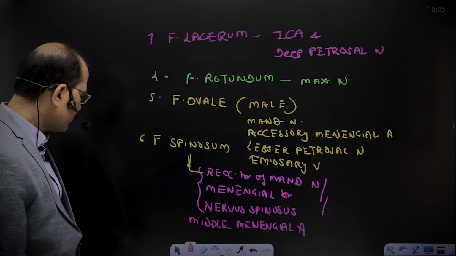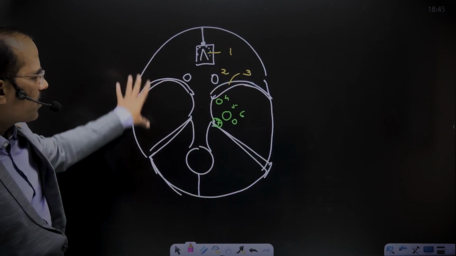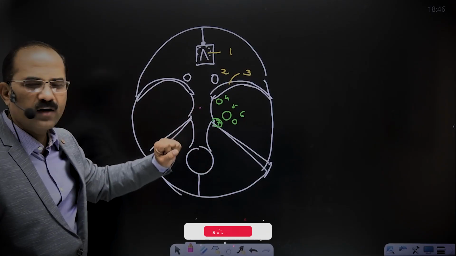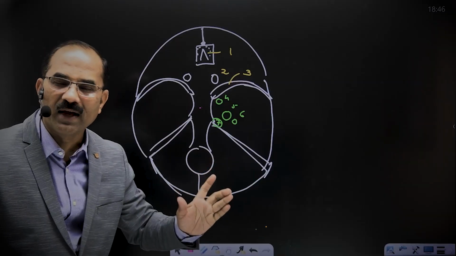Perfect, students, clear? So what are we discussing? Look, we are discussing the middle cranial fossa. Middle cranial fossa, that's the area for pituitary gland. That's the foramen rotundum. Number 4, what passes through it? Maxillary nerve.